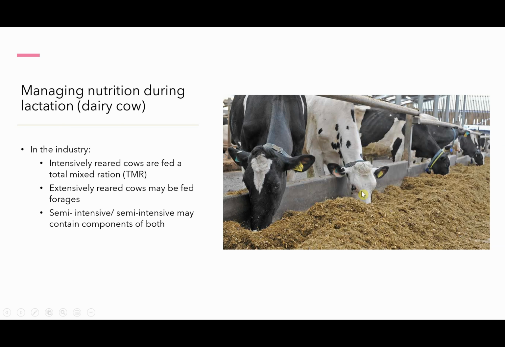These animals are fed a total mixed ration, which would have their roughages, whatever is used. A lot of times it's silage, as well as the concentrates all mixed together. In doing this, each bite that the animal takes has all of the nutrition, all the different components in one. Now, extensively reared cows are fed forages. New Zealand is a major country that is known for having extensively reared dairy cows, where they are fed out on pasture and then brought in to milk.